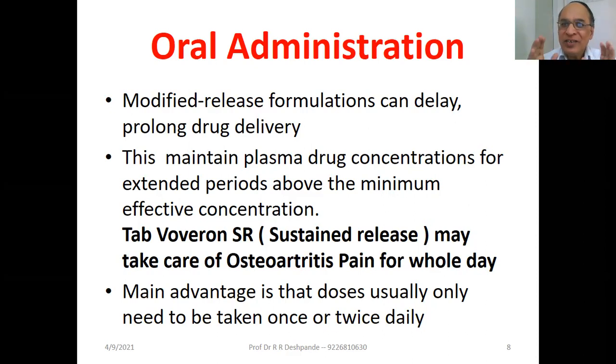So slow release tablets, SR, for example tablet Voveron SR, sustained release, may take care of osteoarthritis for 24 hours. Only Voveron SR in the morning, finish. No BD, no TDS, no two times in a day, no three times in a day, only SR, sustained release capsule. If you take the plain Voveron, then one in the morning, one in the afternoon, one in the evening. But SR has a long time of action. The main advantage is that the doses usually only need to be taken once or twice daily. Voveron SR in the morning after breakfast, and Voveron SR after dinner for the night problem.